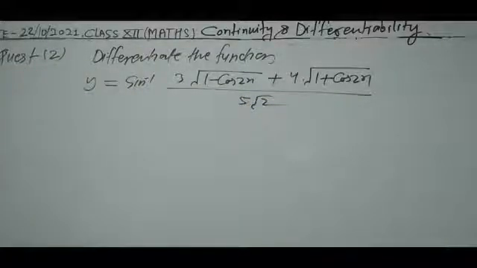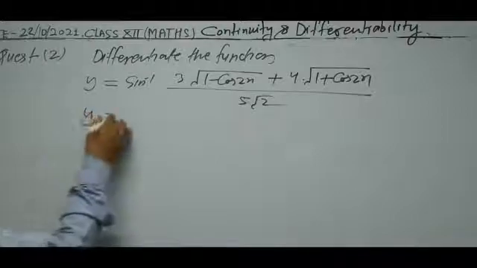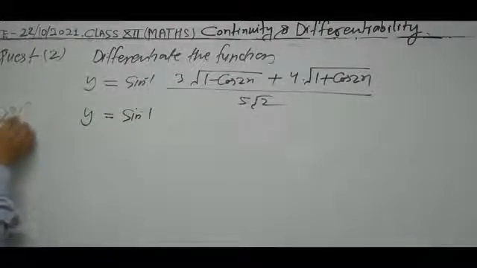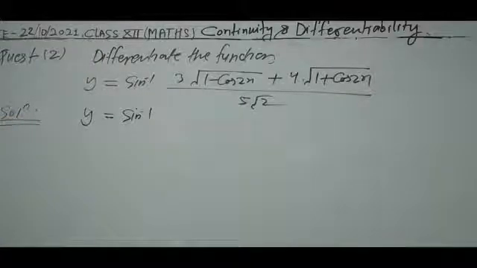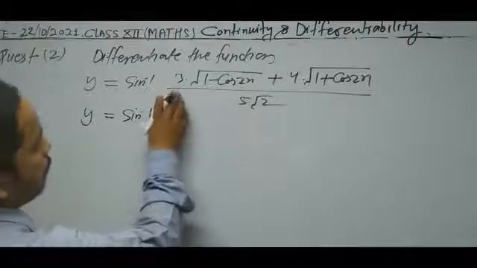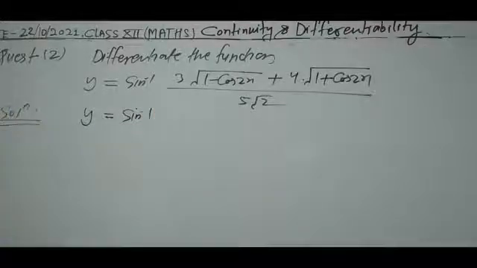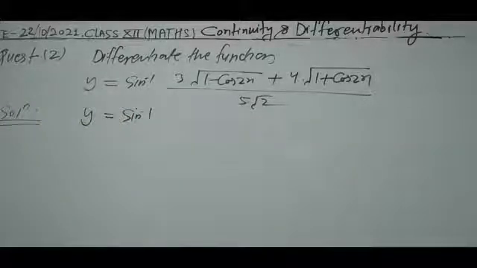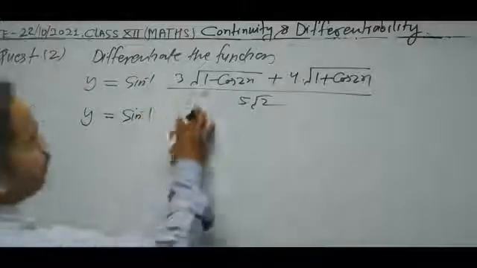Now this one we can split it, and this one we can write sin inverse. See the solution. Solution is sin inverse. This one we can write 3 by 5 root 2, and 1 minus cos 2x is the formula of 2 sin square x. 2 sin square x means root 2.